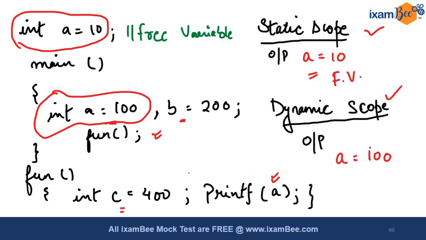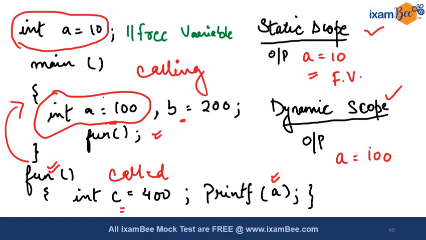But if we talk about the dynamic scope, first it will check within the scope of fun. A is not present there, so it will go and check the calling function. Here fun is the called function and main is the calling function. So we check in the calling function, and we get a equal to 100. Sorry, it is a equal to 100. So it will print a equal to 100.